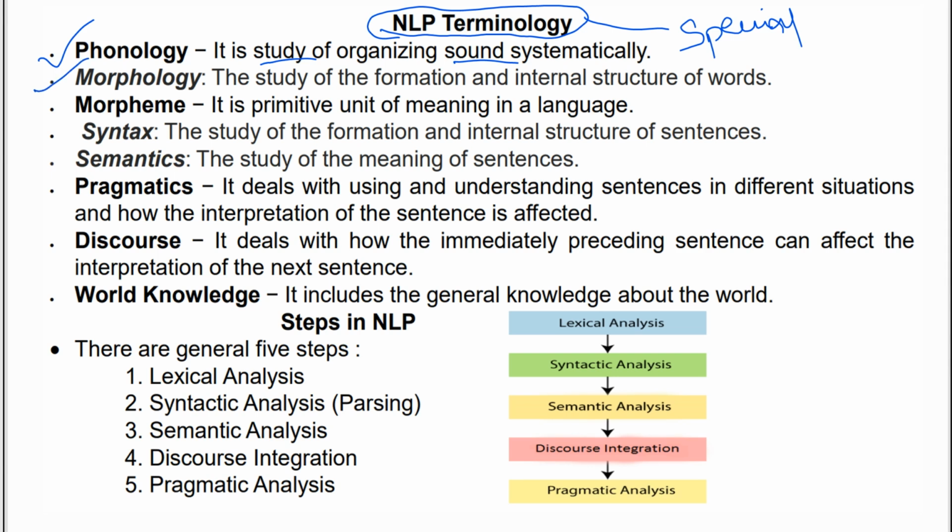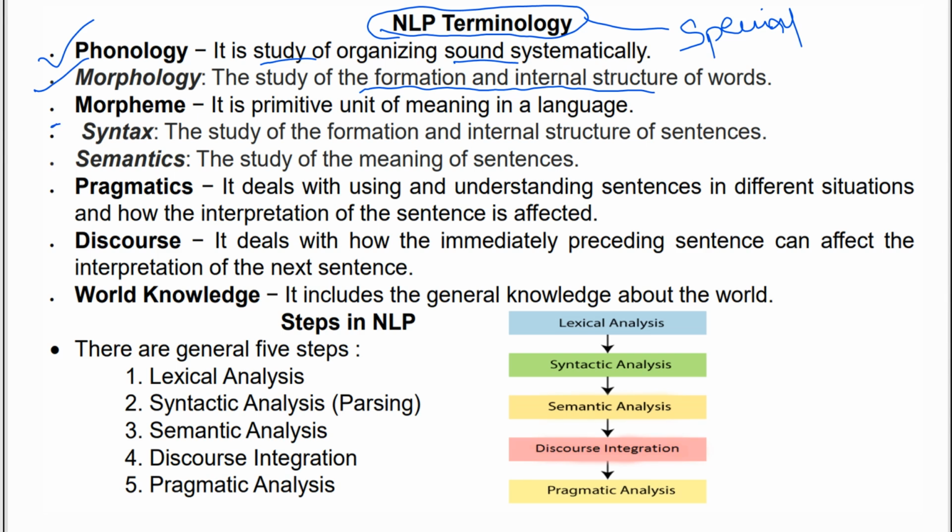Then coming to the second word, that is morphology. Morphology means the formation and internal structure of the word. Suppose you give a word or a text as input to the NLP machine, the formation, the exact meaning of that word and its internal structure, morphology means it is meaningful, a meaningful sentence or meaningful word or meaningful text. The study of this is morphology.